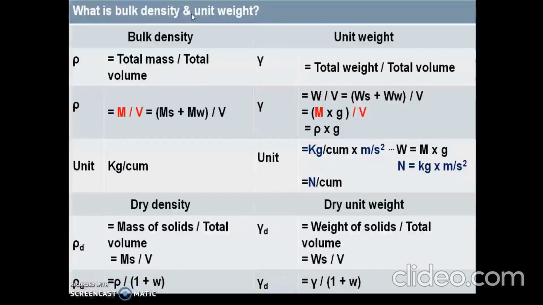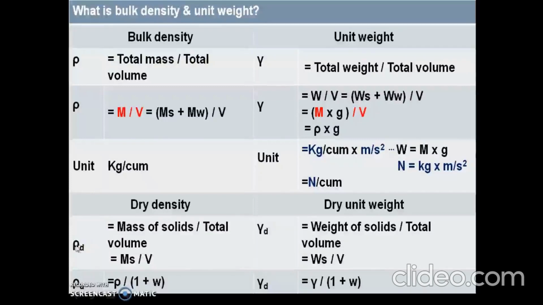How do we define bulk density and unit weight? Bulk density is represented by rho, which is ratio of total mass to total volume. That is M by V. M is total mass, which is sum of mass of solids, mass of water and mass of air. Mass of air is equal to 0. Unit of density is kg per cubic meter.